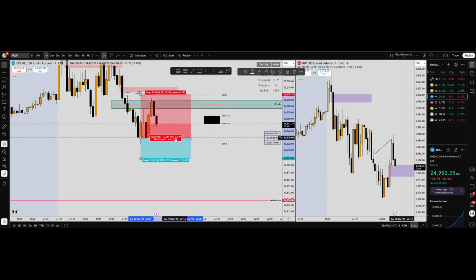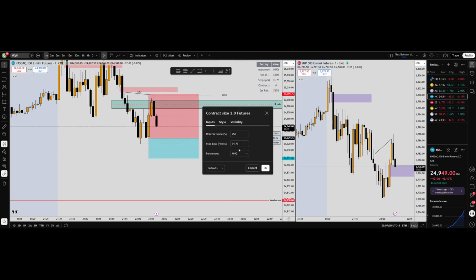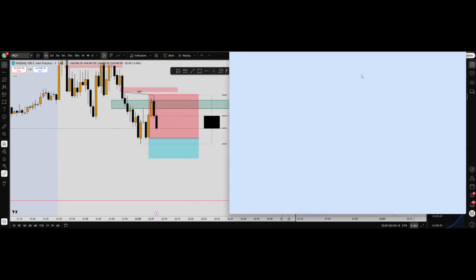All right, I'm not in the trade yet. I'm still waiting for it to break over here. This is about a 70 pip stop loss. So let's test out the indicator. It's showing me to use two risk factor. So that's what we're gonna do.